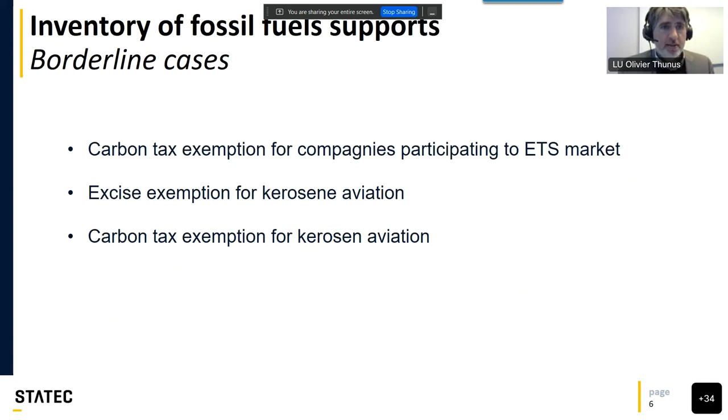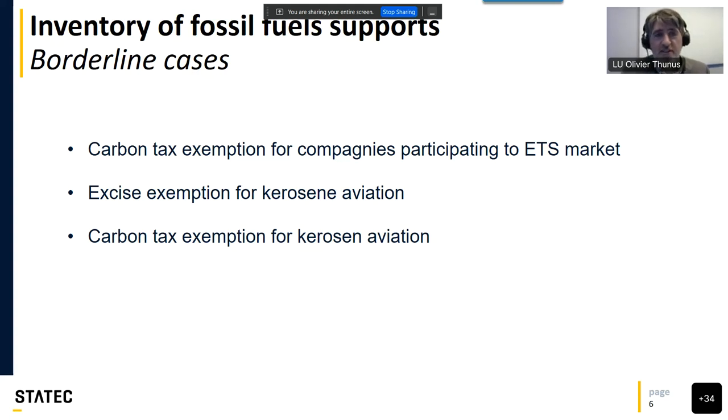There are also some borderline cases that I want to discuss with you. The first is the carbon tax in Luxembourg. We implemented that in 2021. Now in 2023, it is 30 euro per ton. But we also have in our law an exemption of this carbon tax for companies who participate in the ETS market, because we don't want these companies to pay twice the price of the carbon.